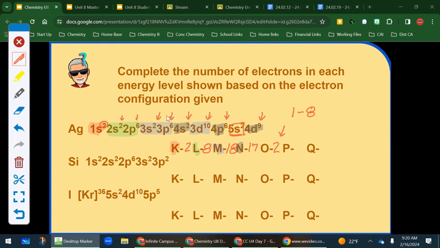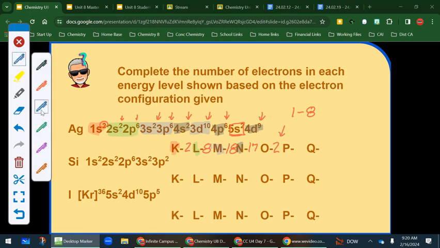Now with that in mind, make sure you double check number 2 here. Okay? Make sure you double check number 2 here. Okay. So for number 2.